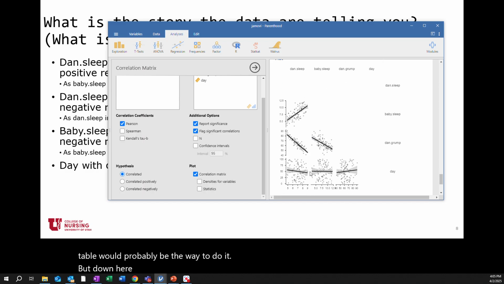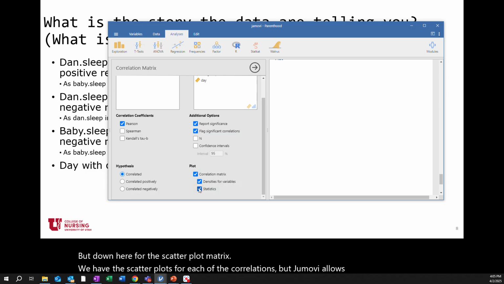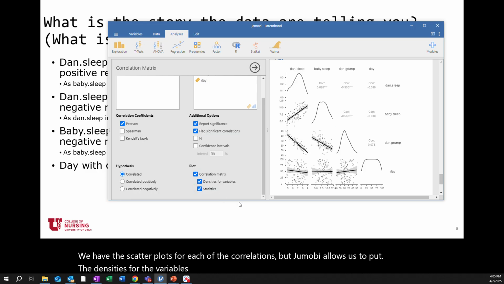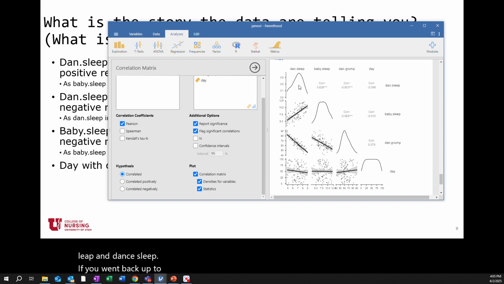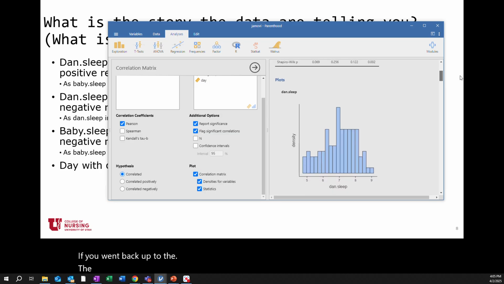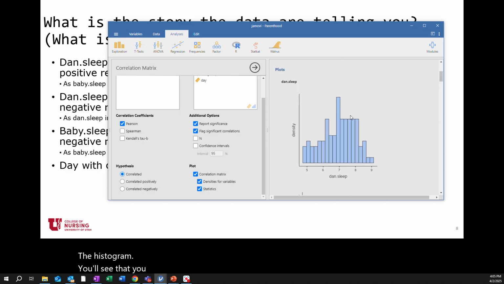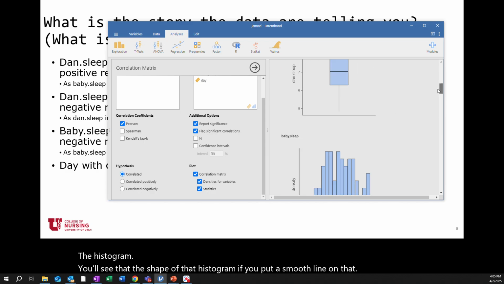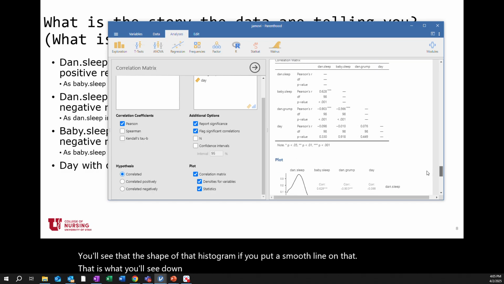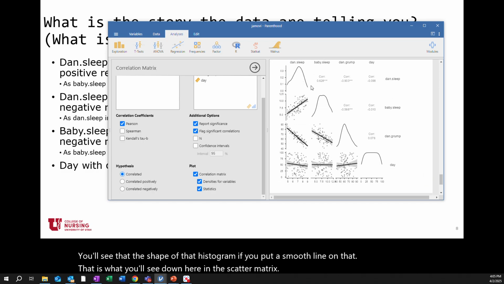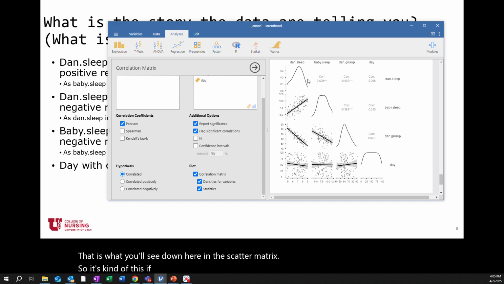But down here for the scatter plot matrix, we have the scatter plots for each of the correlations, but Jamovi allows us to put the densities for the variables in. So where it's the variable with itself, Dan sleep and Dan sleep, if you went back up to the histogram, you'll see that the shape of that histogram, if you put a smooth line on it, is what you'll see down here in the scatter matrix. So if you added a smooth line to the histogram, that's what you'd see, and that's what you're getting here.